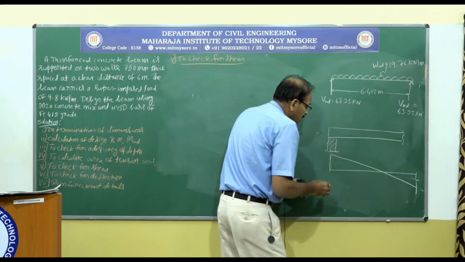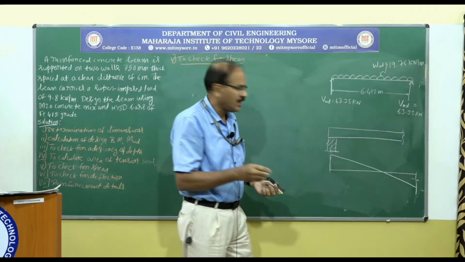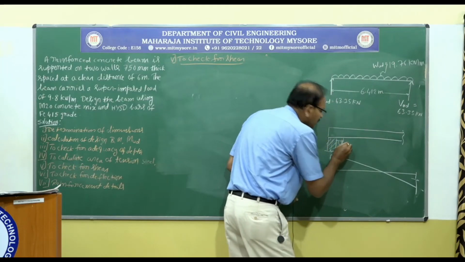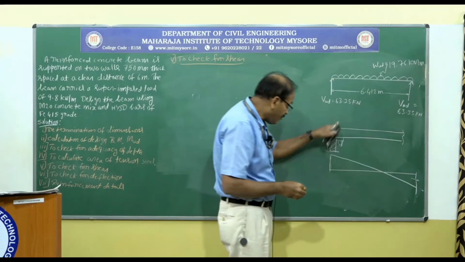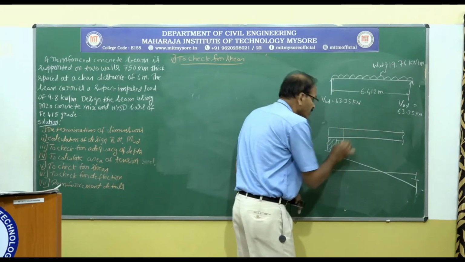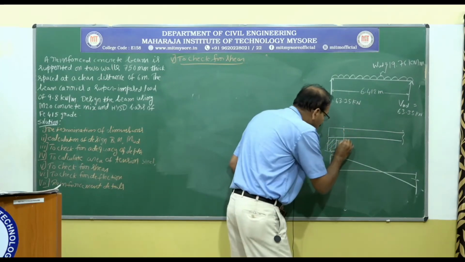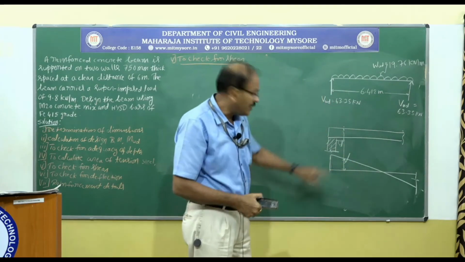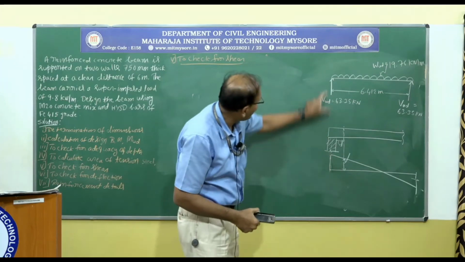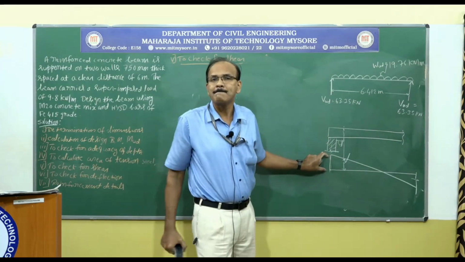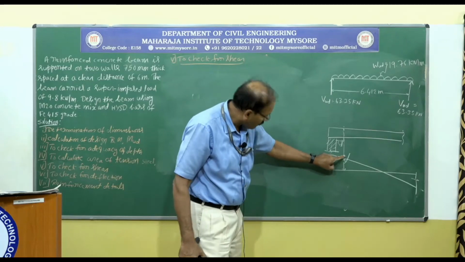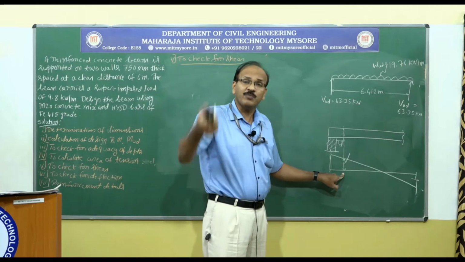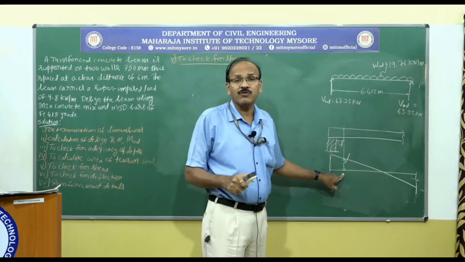So the code says the critical section for shear is going to be at a distance of 1 effective depth from the face of the support. At this section, find out what is the shear force. This shear force is less than this value. Okay? So for this shear force, we have to design and we have to provide shear reinforcement.